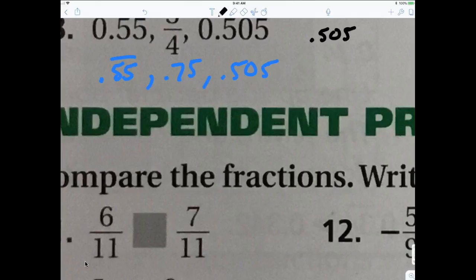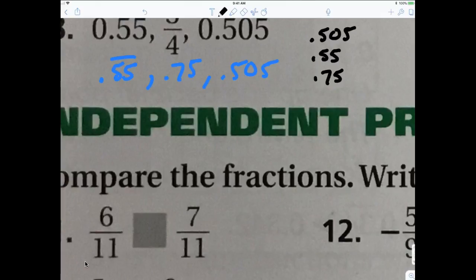Then what? Yes, good job. 0.55, and then what? 0.75. Is that what your sister showed you? No, it's not. Okay. All right, perfect. 0.505, 0.55, and 0.75. Carly, speak up, always. Least to greatest, right? Least to greatest. I have a question.